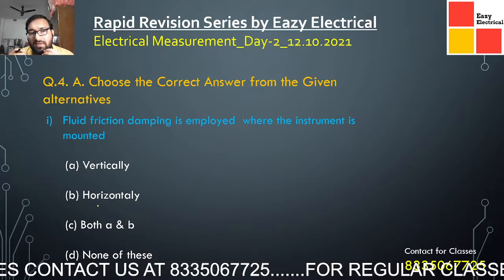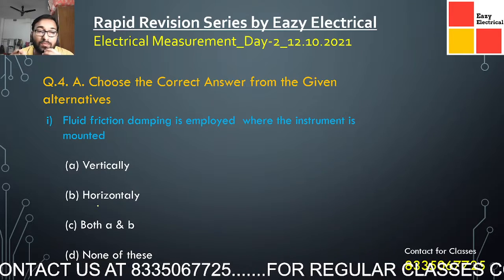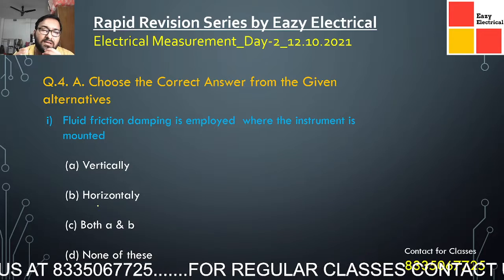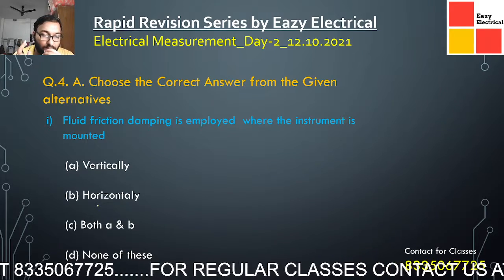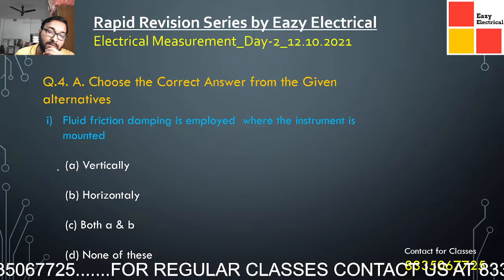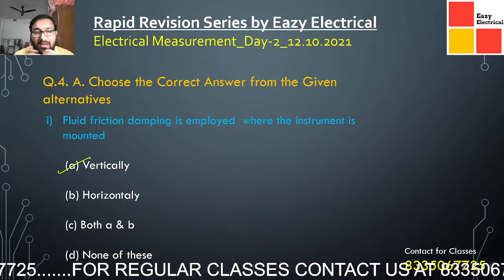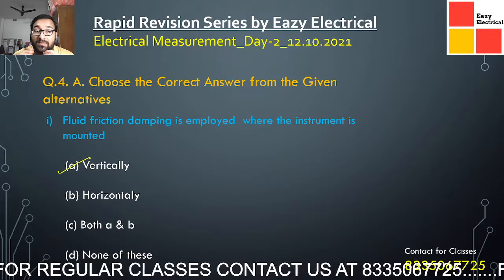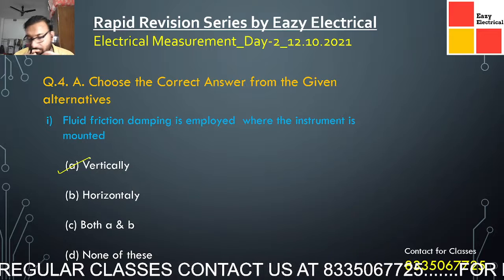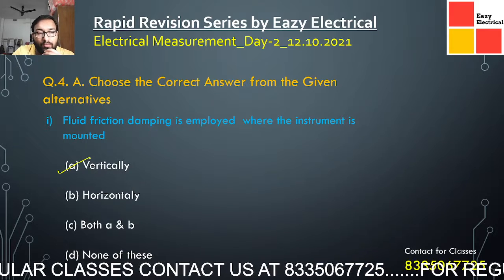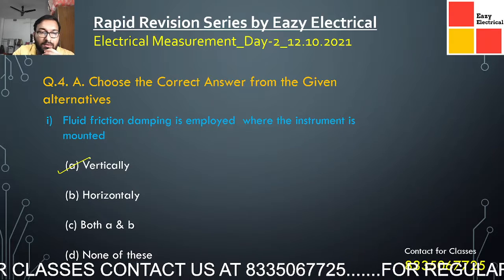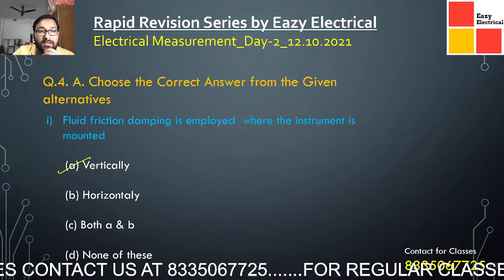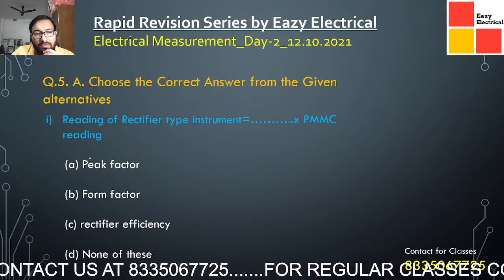Now, the fluid friction damping is employed where the instrument is mounted. One question from fluid friction damping: the instruments there are basically mounted vertically. So vertical mounting is employed, basically panel mounted meters. In that case we require this fluid friction damping, because fluids are used for the damping purpose. Now coming to the next question.